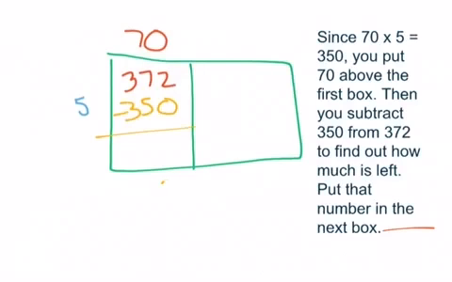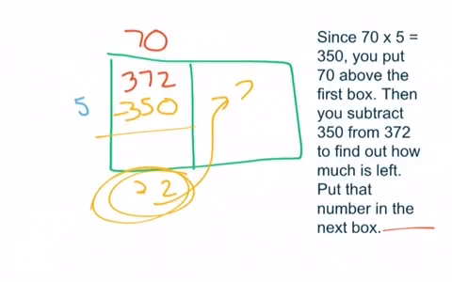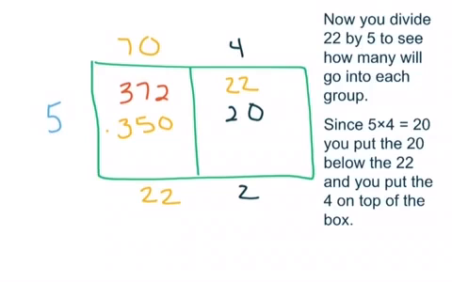So you subtract here, and you just do this. 2 minus 0 is 2, and then 7 minus 5 is 2. So what I have left is 22. That number goes in the next box, and I put that up here. Now I've got 22 left. That's all I have. I started with 372, and now all I have left is 22. So now you want to divide that out.